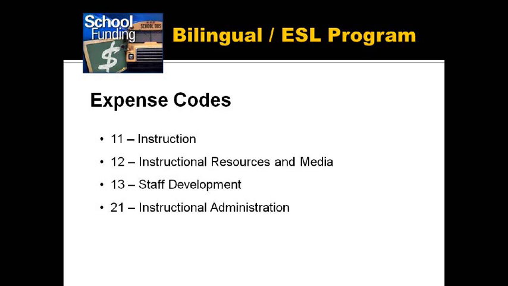Because expenses for the bilingual ESL program can range from instructional materials to staff development, they are disguised in the annual budget under a variety of different expenditure function codes, including 11, Instruction, 12, Instructional Resources and Media, 13, Staff Development, 21, Instructional Administration. A detailed budget analysis with full budget codes would be needed to narrow down all expenses related to the bilingual ESL program.